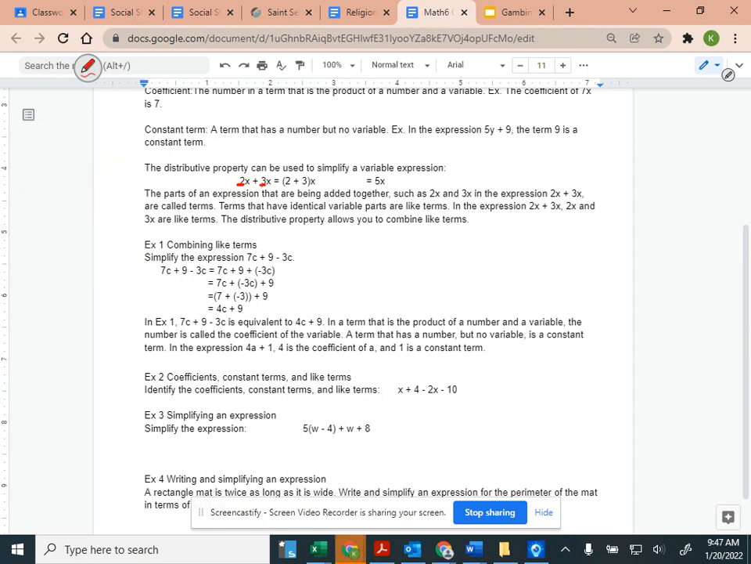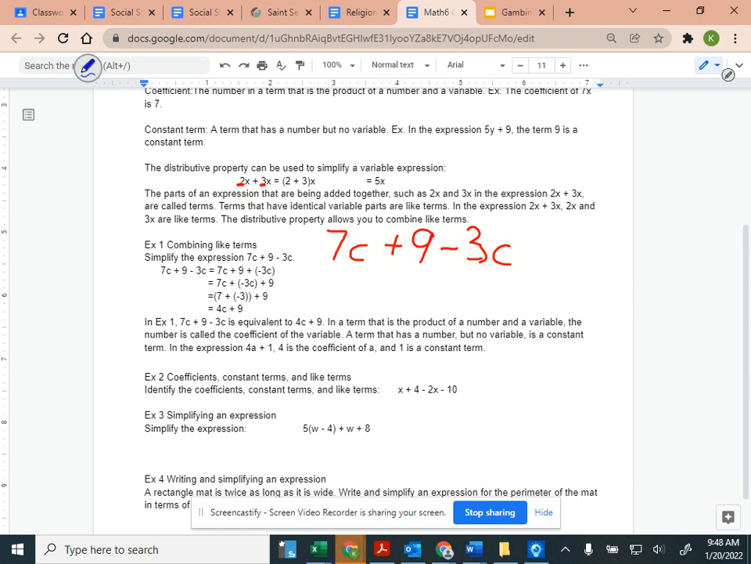example 1. Simplify the expression 7c plus 9 minus 3c. So what are our like terms in that? 7c plus 9 minus 3c, lowercase c. What are the like terms? What is like 9? What is that similar to?